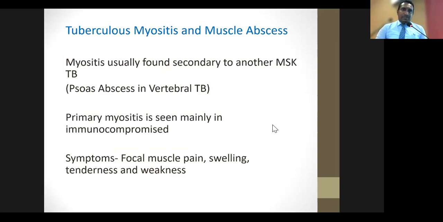So tuberculous myositis and muscle abscess. Myositis is usually found secondary to another musculoskeletal TB, and abscess formation usually we see in the psoas muscle along with vertebral TB, like in Pott's disease. So if primary myositis occurs without any other musculoskeletal TB, then we have to suspect another immunocompromised cause. Usual symptoms are focal muscle pain, swelling, tenderness, and weakness.